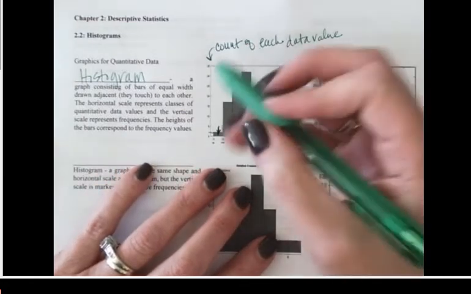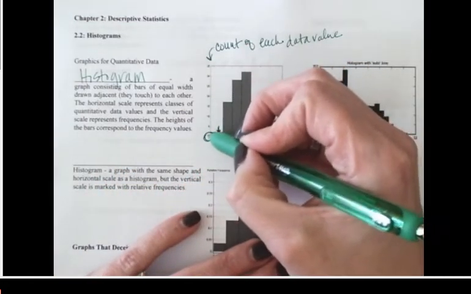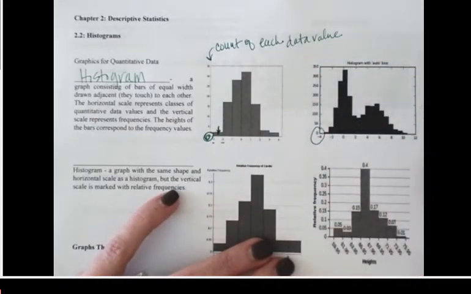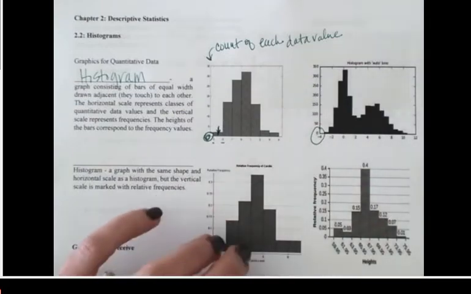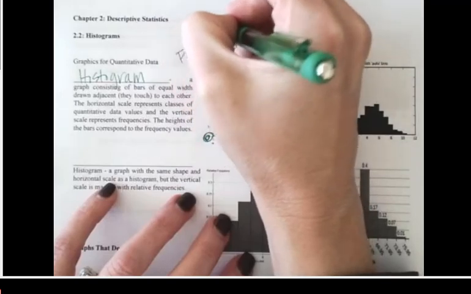But notice on the histogram, this one is a frequency histogram, and the axis starts at 0. This one as well, it starts at 0 right there. That's the way a regular old counts frequency histogram looks, okay? So if it's a frequency, this is what you're looking for.